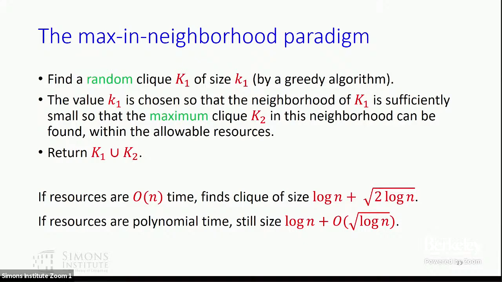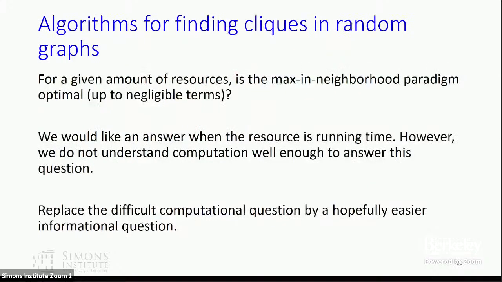So if your resources are order n time, I showed that you can find a clique of size log n plus square root of 2 log n. If you allow yourself polynomial time, you don't gain much. In the second order term, just the constant changes in front of the square root log n. So this is the paradigm that we use.